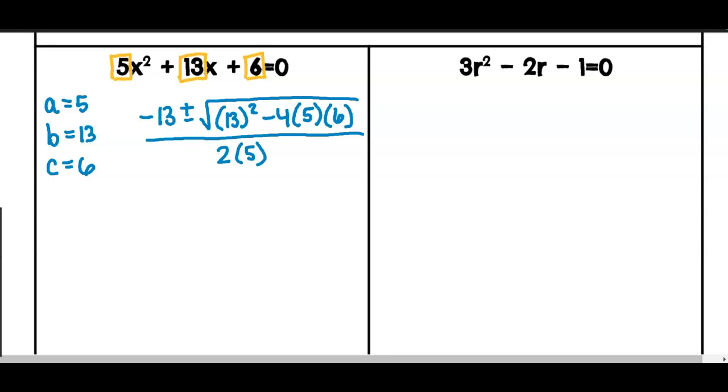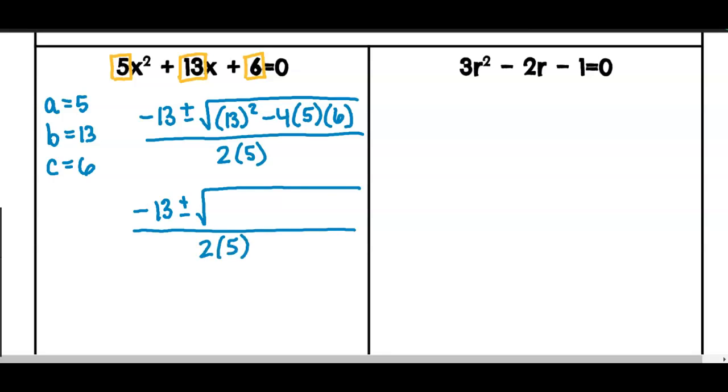Okay, so now that we have put in all of our values, now we're going to simplify. So I always simplify inside of the square root first. So let's bring down everything else. Negative 13 plus or minus, and then you got your square root all over 2 times a. So let's take care of the inside of the square root, which is called the discriminant, and we'll talk about the discriminant later. So 13 squared is going to give me 169. Minus 4 times 5 is 20, times 6 is 120.